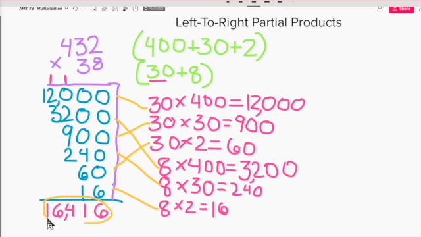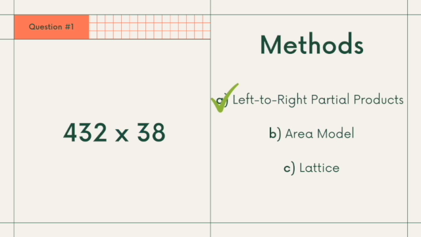All right, so we are going to use a few more methods and we're going to find out if this answer is the answer we want. Next up on our list is the area model. We are going to look at the same problem, just using a different method.